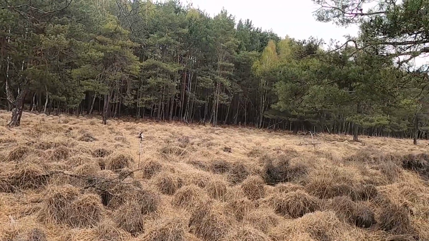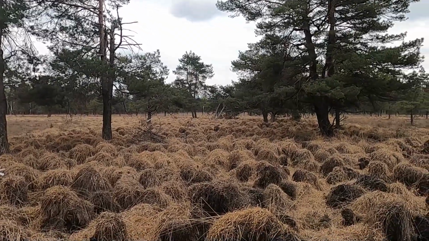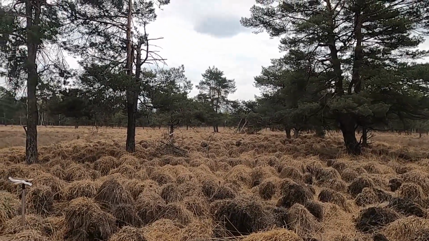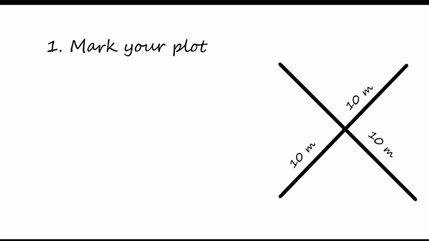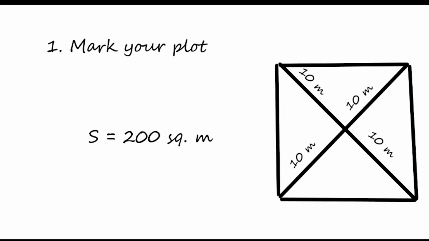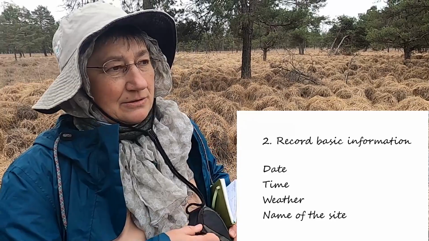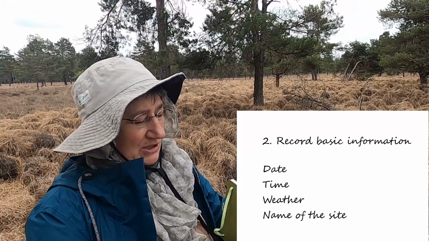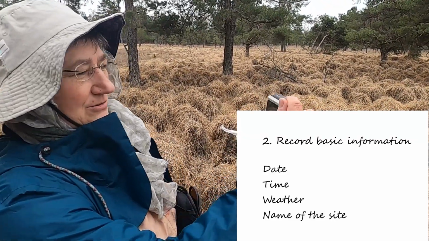From our long-term experience, it is easier to put 2 perpendicular lines than 4. That's why we have special way to mark the square. From the center of the relevy, we mark 10 meters towards 4 directions along 2 perpendicular lines. The ending points of the lines are angles of the square with the area 200 square meters. Please mark in your notebook basic information: date, time, weather, name of the site, and make several overview pictures of the site.